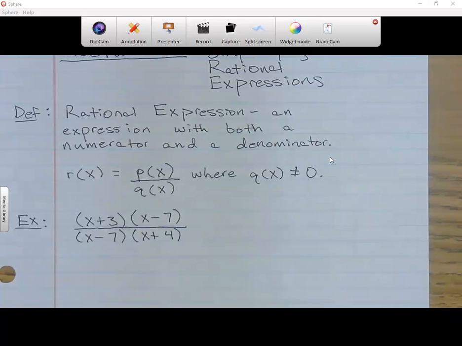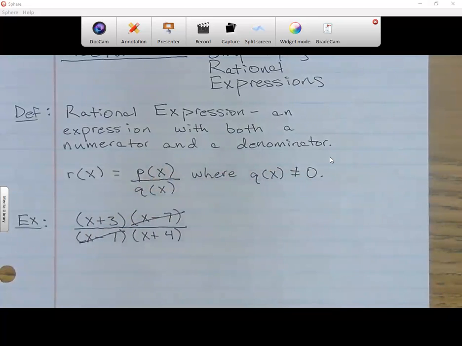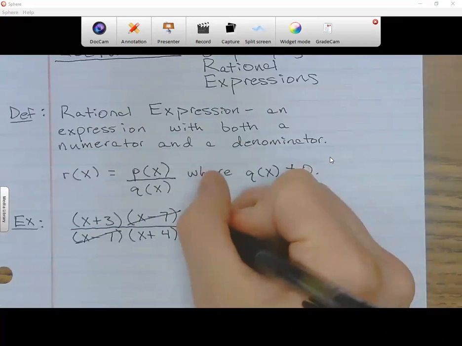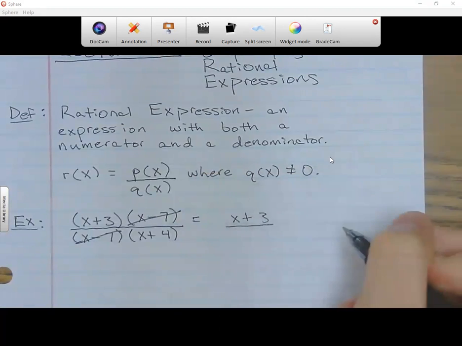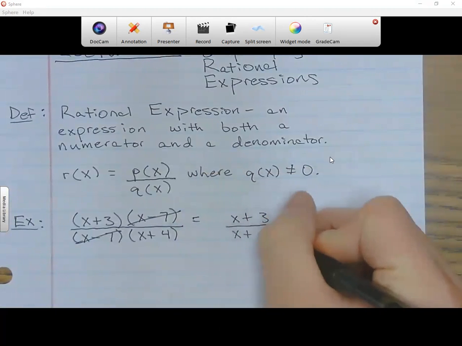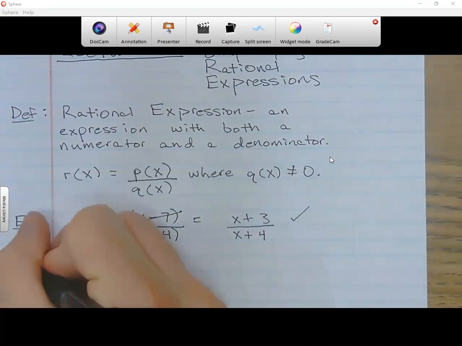So on the top, I have x minus 7. On the bottom, I have x minus 7. Those match up, so I can cross them out. Once I cross them out, the only thing I have left on the top is x plus 3, so that's my new numerator. And on the bottom, I only have x plus 4. And I'm done. There's nothing left that I can still cross out. So that's going to be it: x plus 3 over x plus 4. Let's do another one like that.